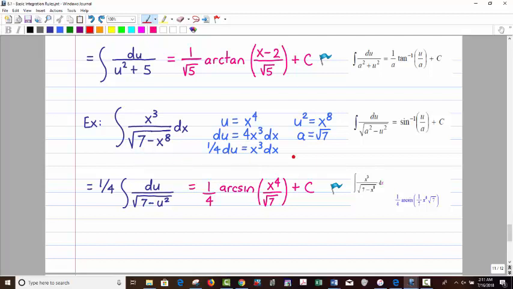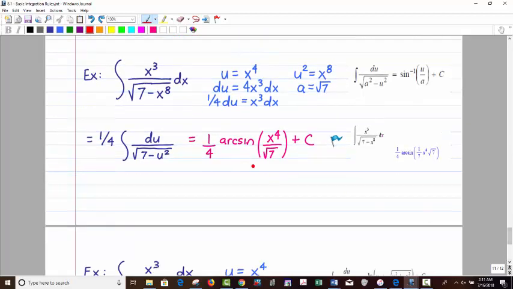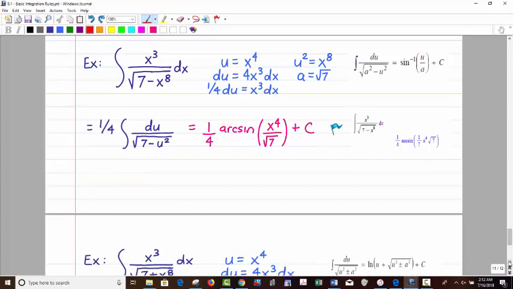So then you have, so a is root 7. So now you just end up with 1/4 du over the square root of 7 minus u squared. So the 1/4, this formula does not have the 1 over a like arctan does, but it's the 1/4 from the du, arcsine of x to the 4th over root 7. I just put this problem in Maple for the heck of it. So Maple actually rationalizes that denominator. Well, good for them. I guess it was programmed to do that. I don't personally care.